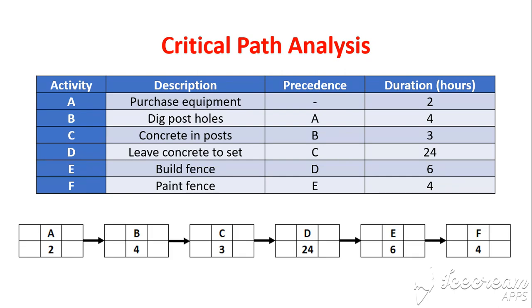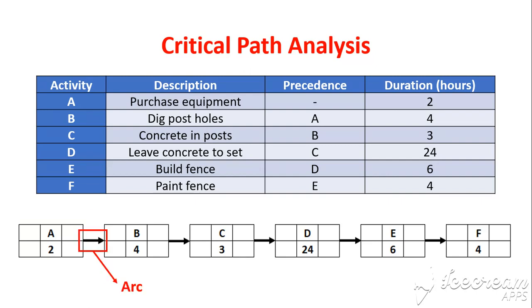This is it here. Now we start off with a thing called a node. This is a node, and inside the node we have the activity. Activity A is purchasing the equipment. The 2 represents it's going to take us 2 hours to complete activity A. Now notice there are 6 boxes for the node, and we've just filled up 2 of them. We're going to worry about the other 4 boxes in another video, which is a merit excellence requirement.